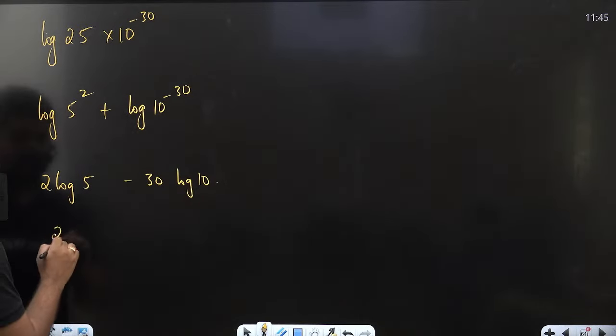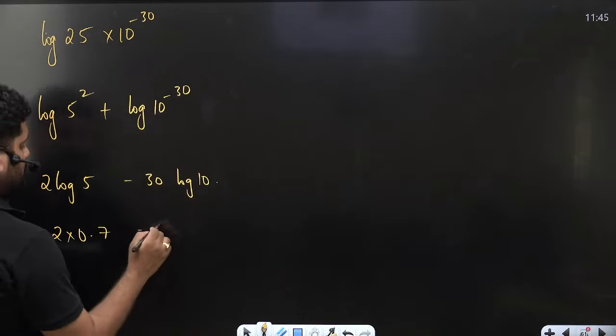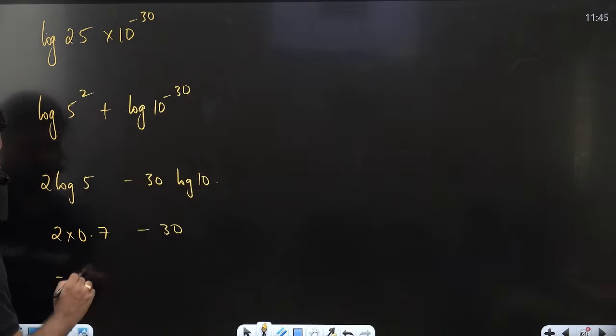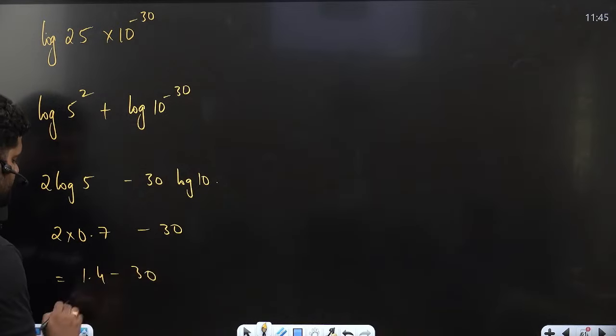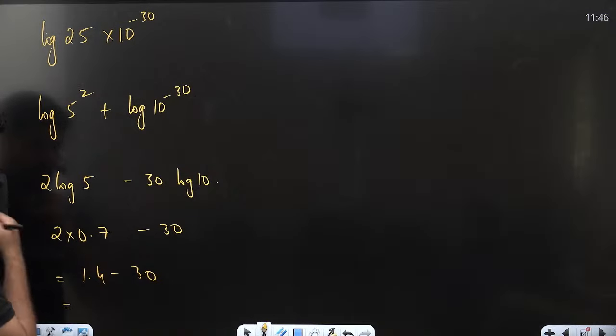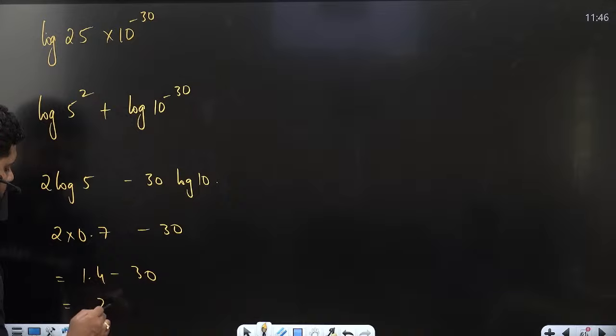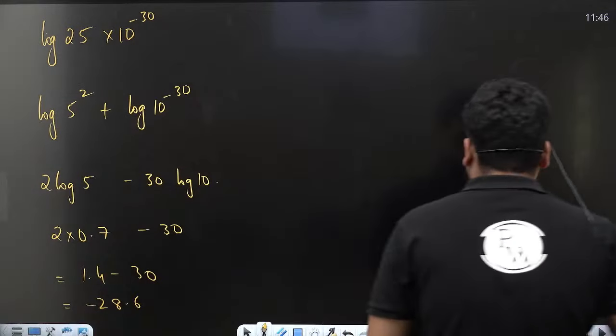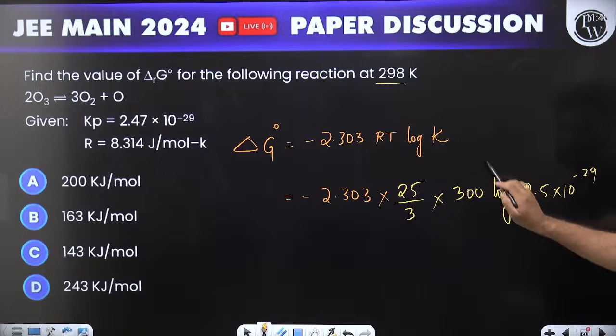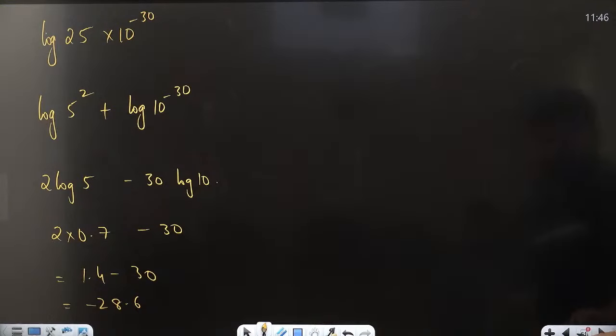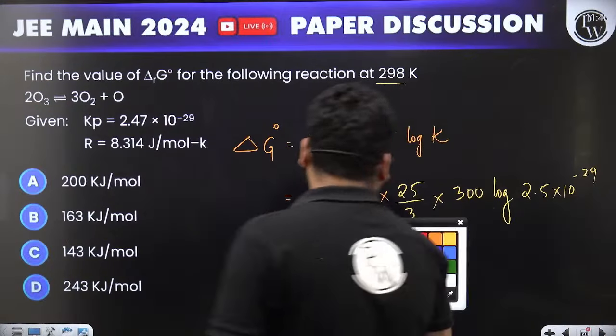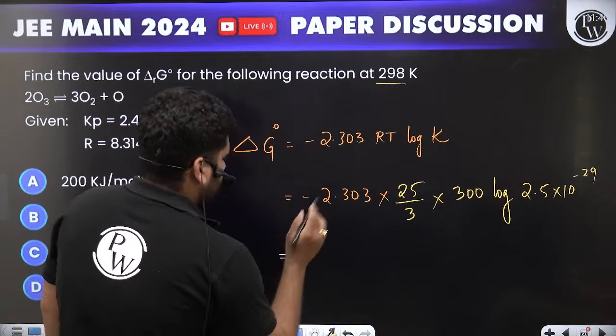Okay, so 2 into 0.699 or something, so 2 approximately 0.7 minus 30. So this would be equal to 1.4 minus 30. 30 minus 1, 29, 29 minus 0.4, 28.6. Minus 28.6 is the answer for this log value. This is minus 28.6.